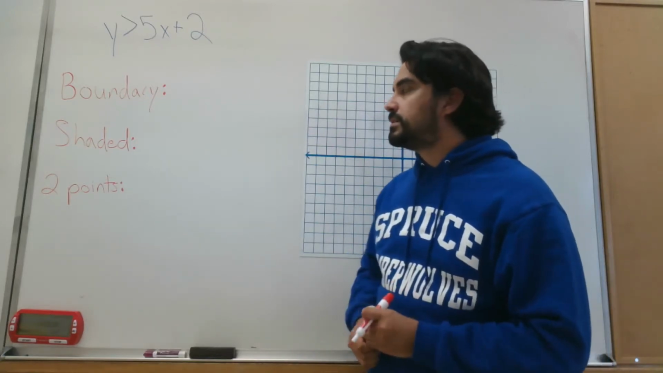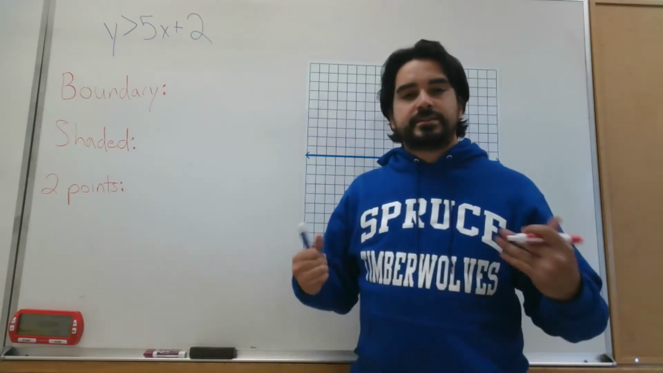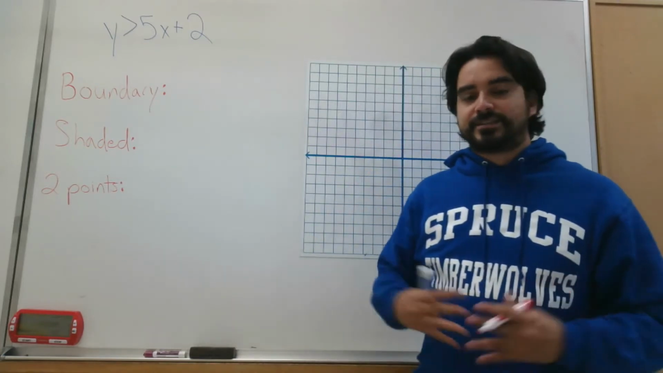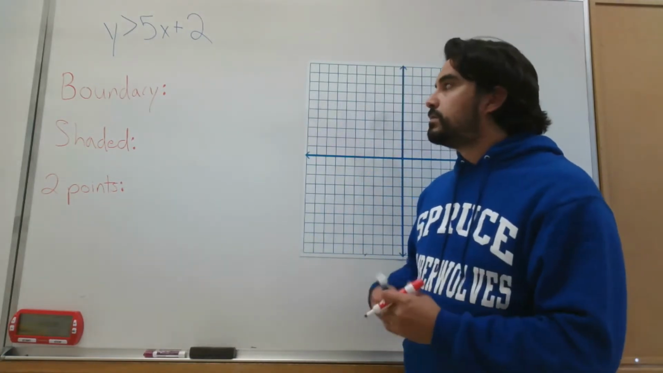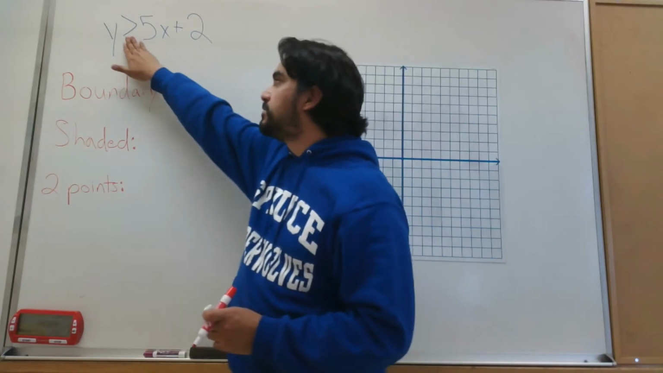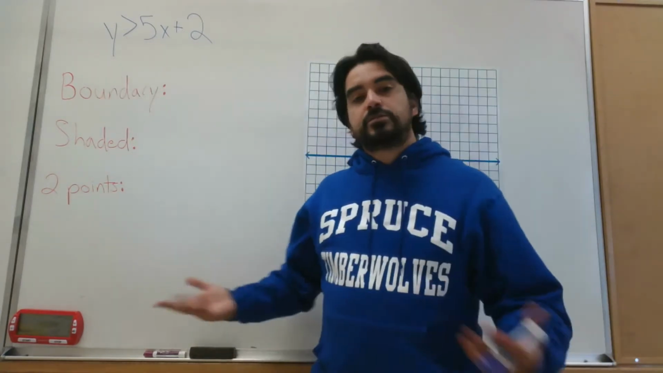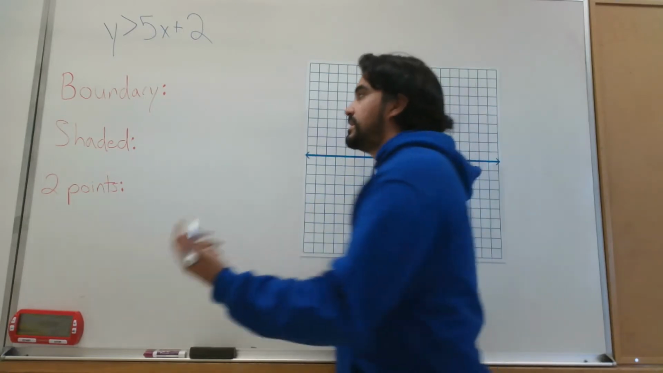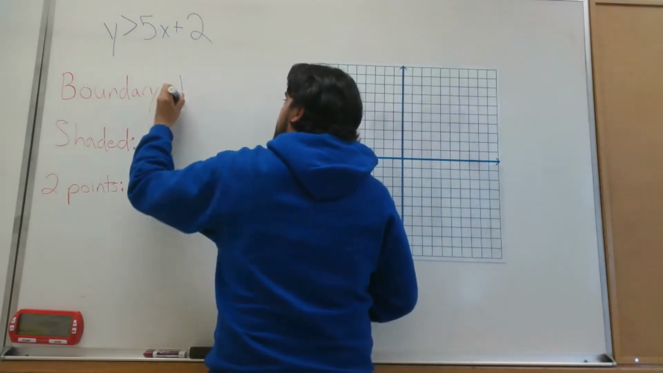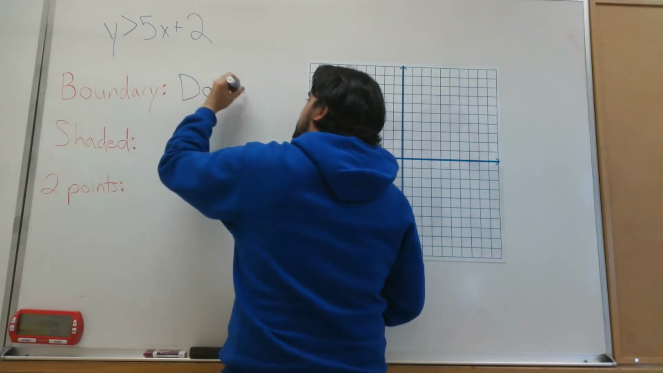First question, the boundary. Is it going to be a solid line or a dashed line? Well, let's look at our inequality sign. We see it's greater than. So knowing this, we can tell that the line is going to be dashed.